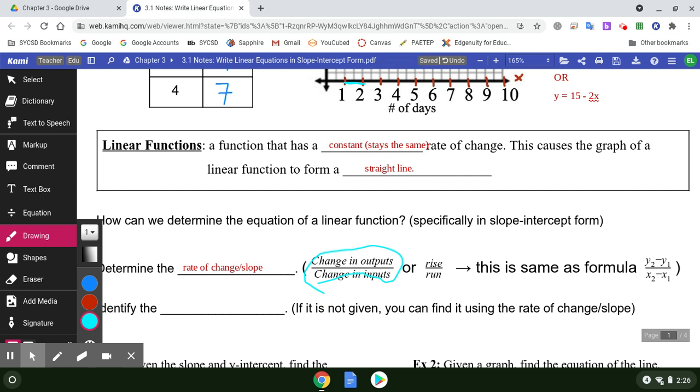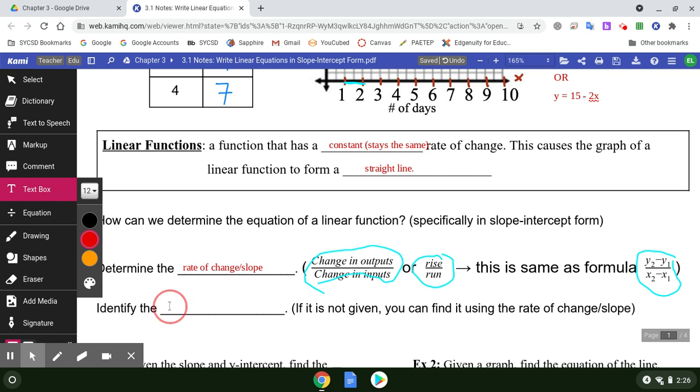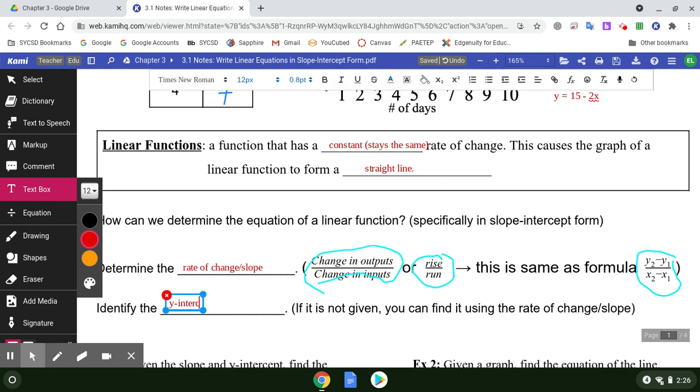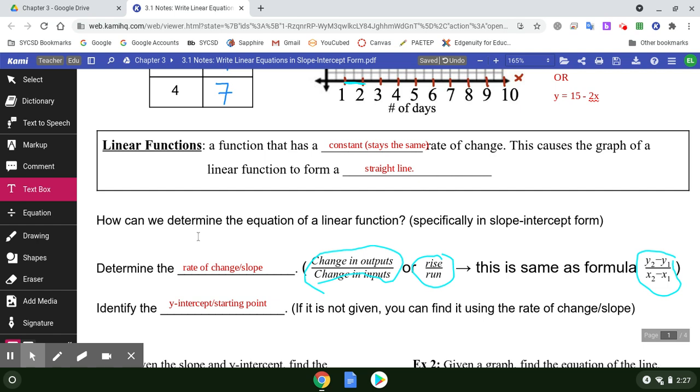So rate of change is your change in outputs divided by change in inputs. Visually, we can think about the rise over the run from point to point, or we also have a formula looking at the difference in the y values divided by the difference in the x values. The second thing that defines a line is the y-intercept, or we might say the starting point. If it is not given, we can always find what the starting point is based on the rate of change. We'll look more at that in section 3.2.